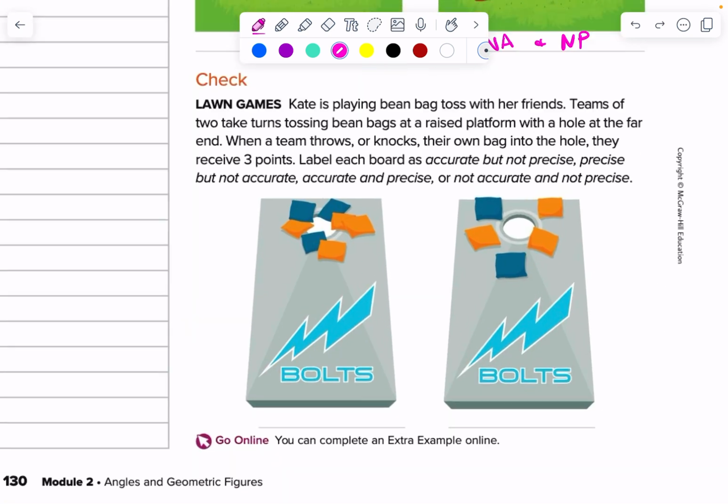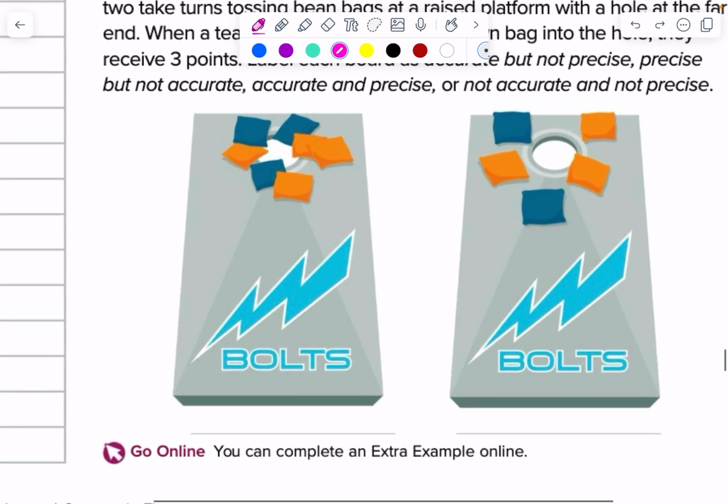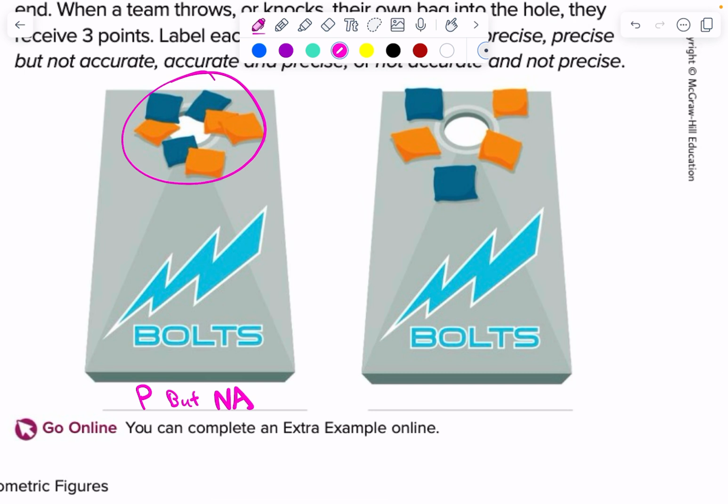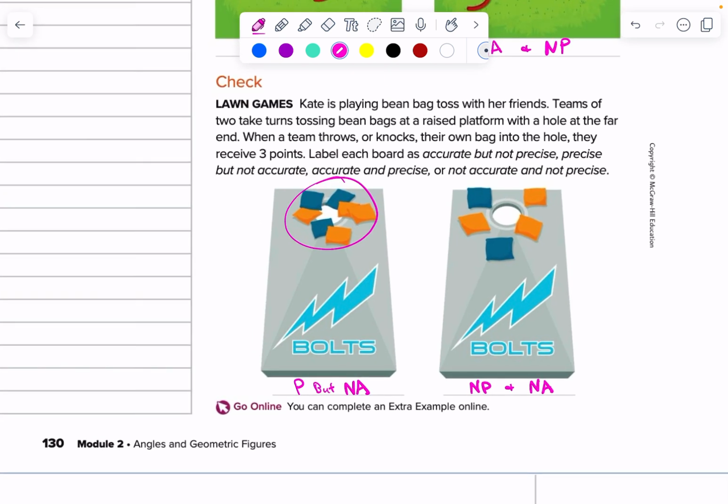Let's talk about these two down below here. This is just the check, but what are these two? Okay, this one looks pretty close together, right? They're precise, but they're not in the hole, right? They're not accurate. I'm not scoring any points there on that cornhole board. They're not in the center, right? They're kind of around the same area. This one, they're kind of all spread apart, which means not consistent or not precise, and they're not accurate either because none of them are in the hole. Okay, so that type of thing going on there for my cornhole board.